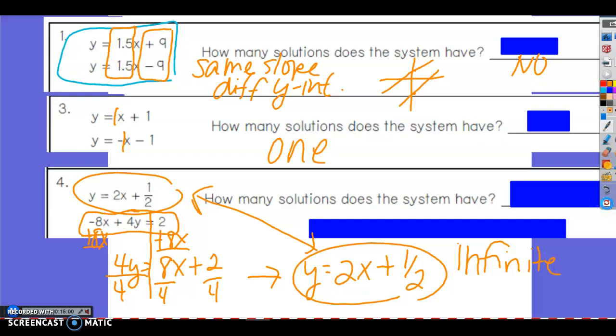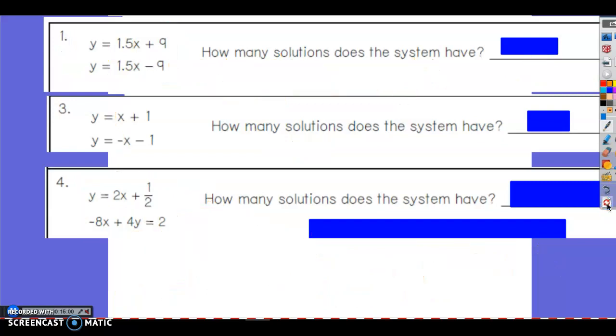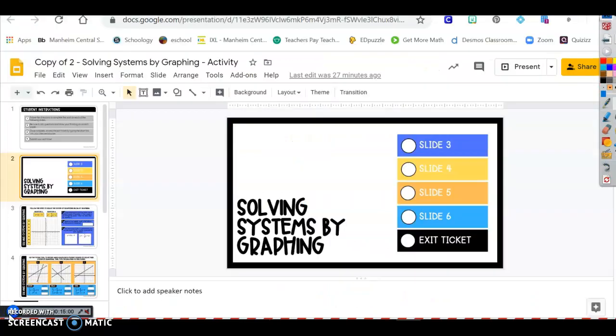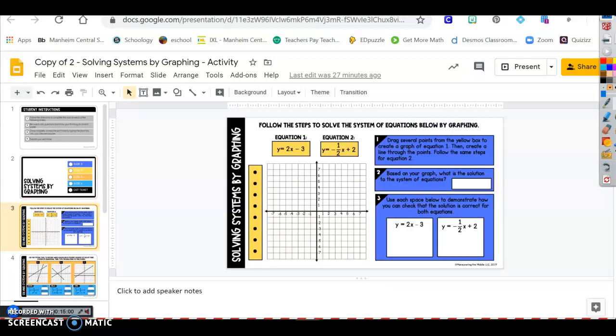Now let's take a minute and look at what you're going to see in your Google Slides activity. In your Google slide today, it's all going to be about solving systems by graphing. The very first slide that you're going to do says, follow the steps to solve the system of equations below by graphing. Okay, so that's your directions right there.